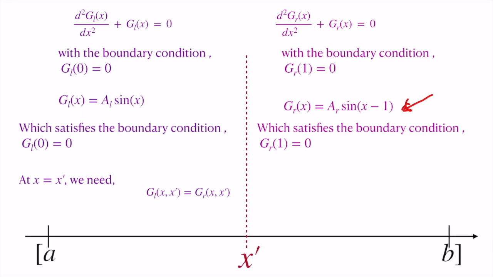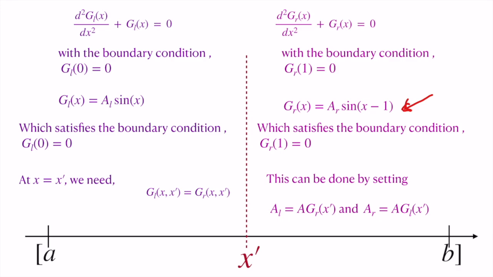Once we have the left hand side solution and the right hand side solution, all we need to do is match them at x equal to x prime. That means g_L should be equal to g_R at x equal to x prime for all values of x. How would you do it? You can manipulate A_L and so on, but there is a trick involved here. You exactly know the value of g_L at x prime, and you also know the value of g_R at x prime. Now simply adjust your constants such that they become equal.